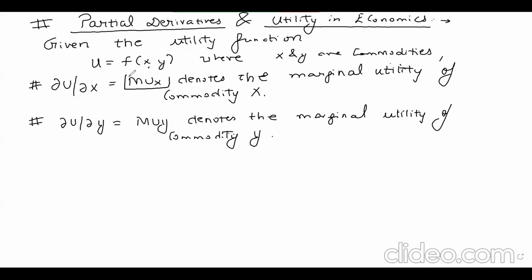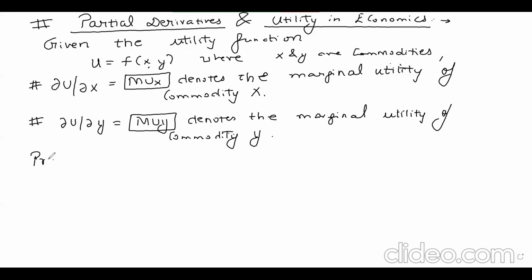MUX is going to capture that, keeping the consumption of commodity Y constant, if I increase the consumption of commodity X by an additional unit, what will be the impact on utility? That is captured by MUX. MUY is going to capture that, keeping the consumption of commodity X constant, if I increase the consumption of commodity Y by an additional unit, by how much will my utility change?